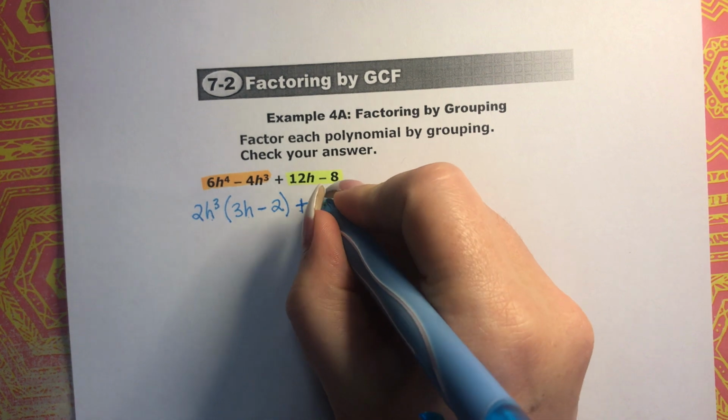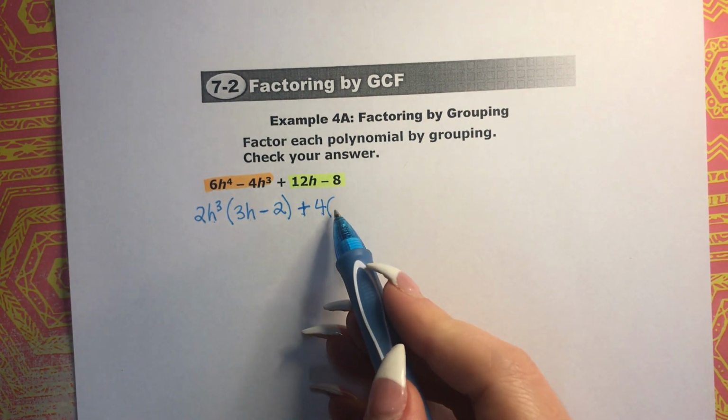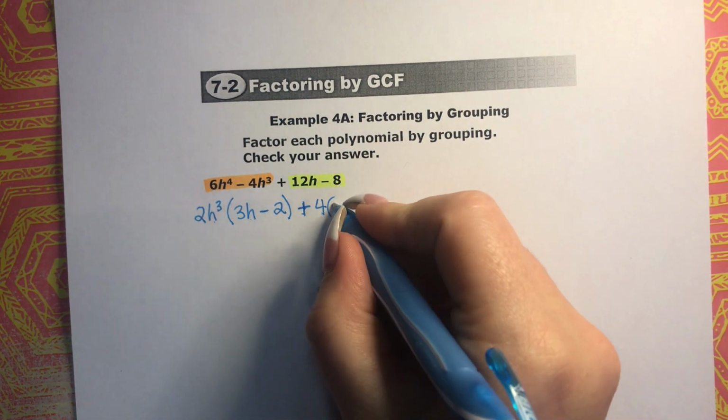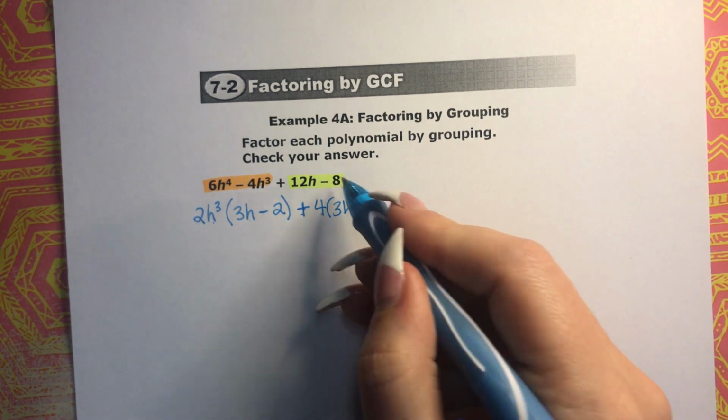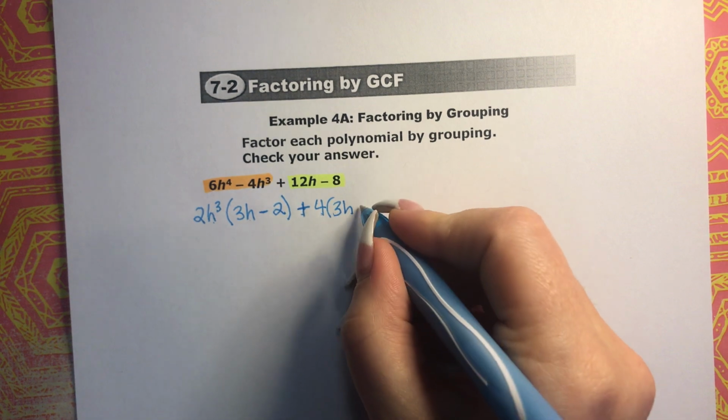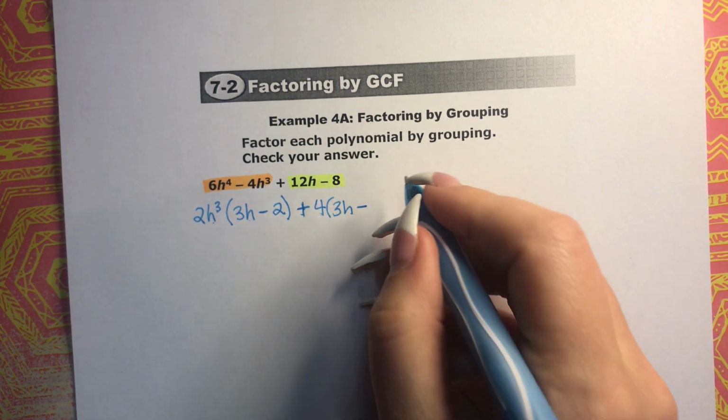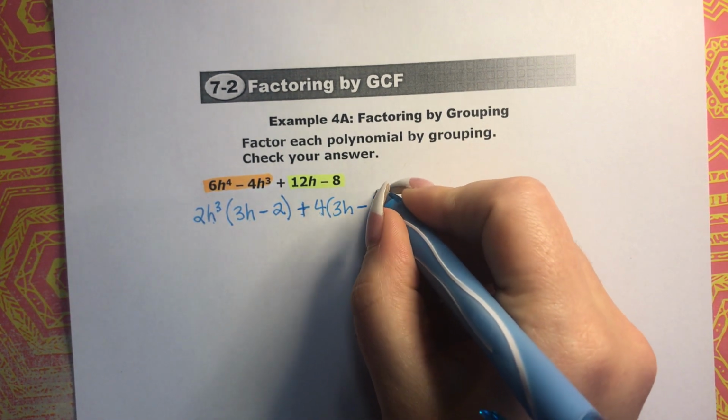So 4, right? And then we're just going to go, okay, 4 times what is 12? 4 times 3, and then there's just that h. And then 4 times what is -8? So we need a negative here, and 4 times 2 is 8. It's going to be 2.